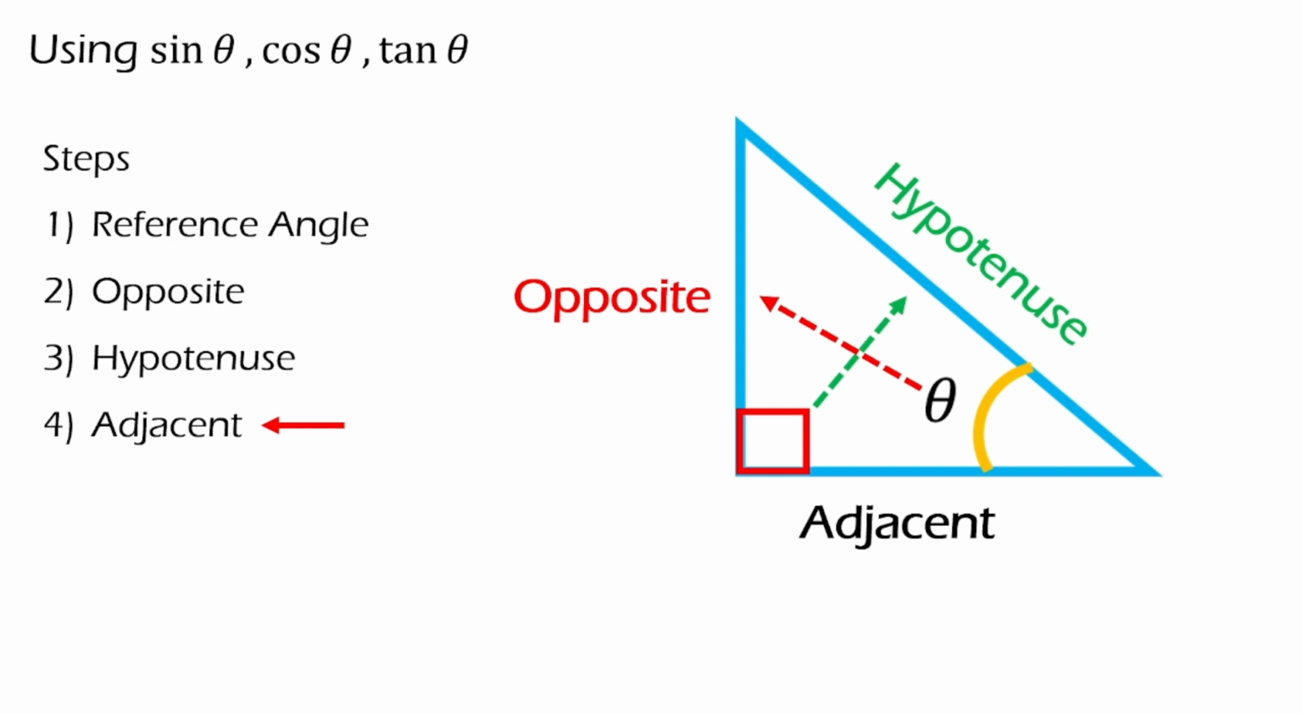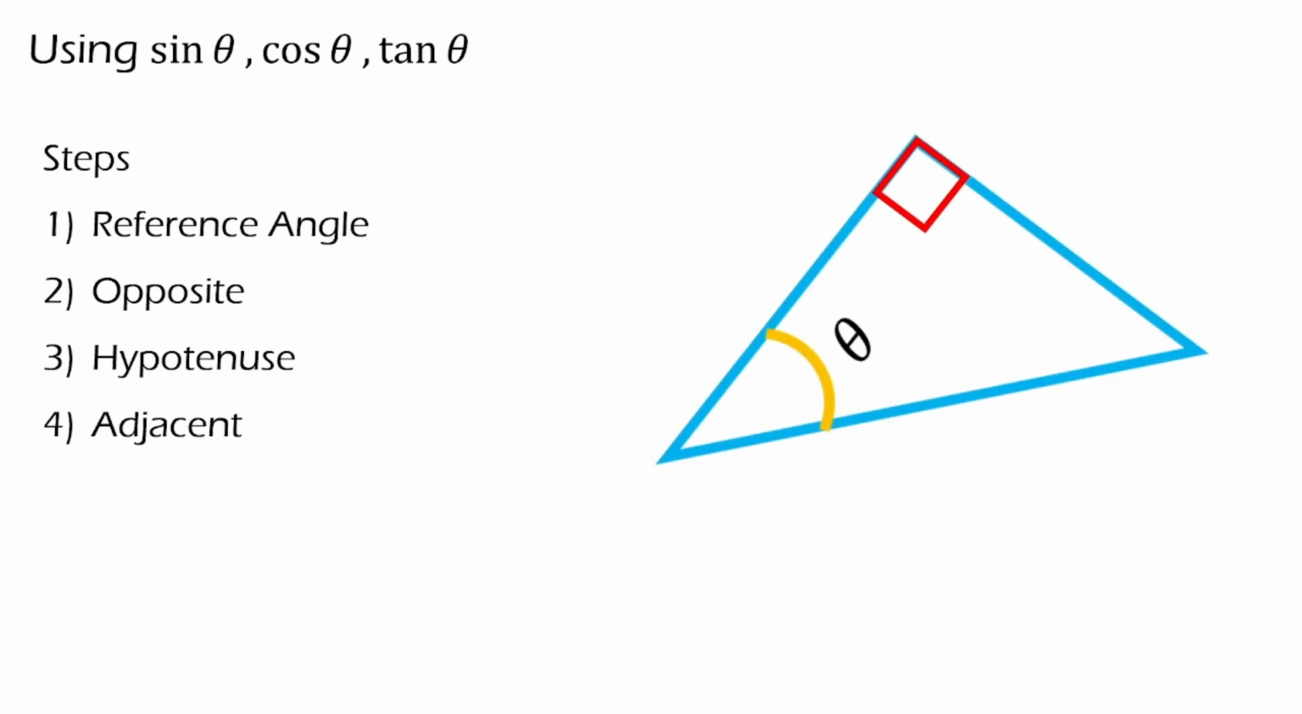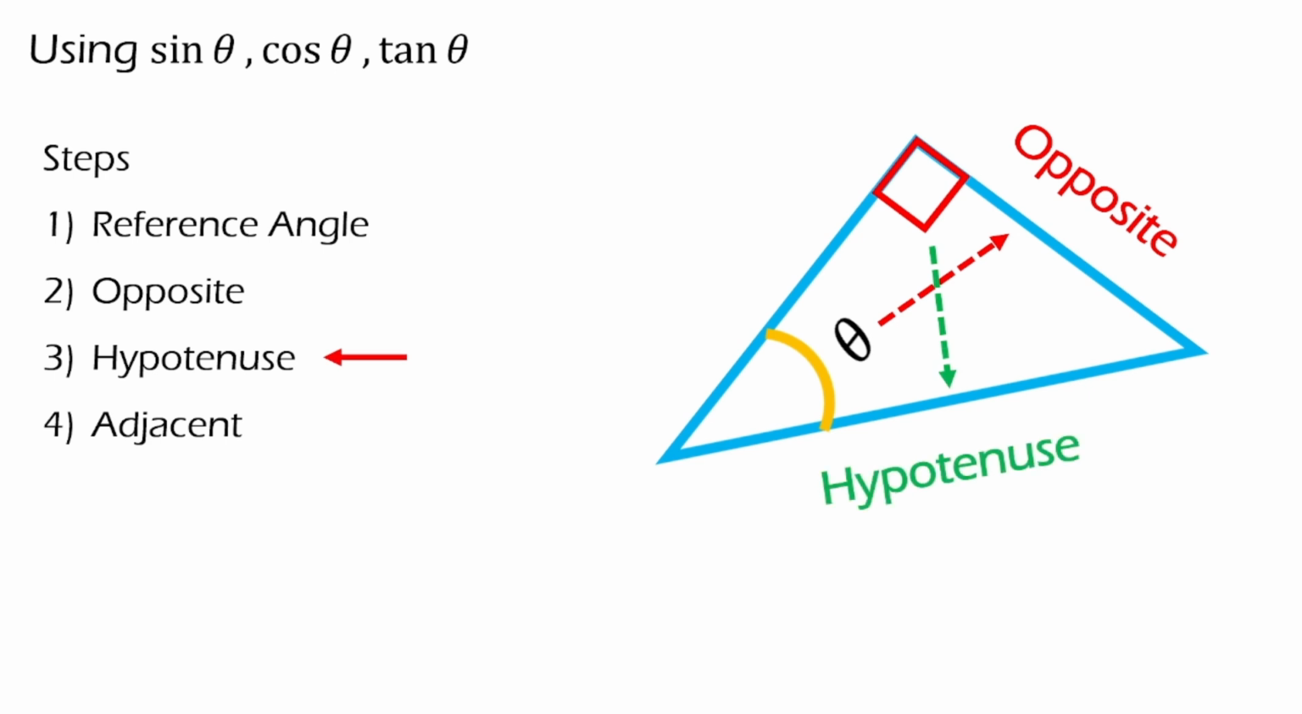Let's go to another example. Again, we start with the reference angle and then the opposite side, which is directly opposite the reference angle. And then the next one, the hypotenuse, which is opposite the 90 degree angle. And then finally the remaining one, which is adjacent.